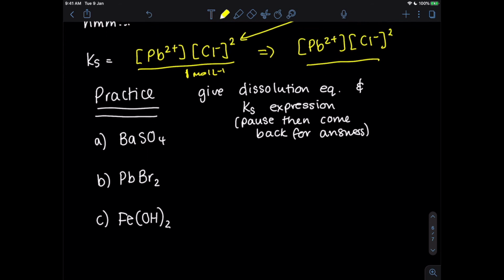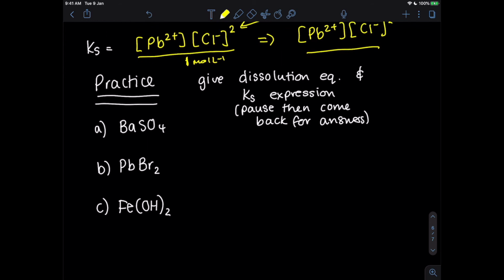So here are some practices for you to do. Give them a pause and then come back for answers. I'm going to give you 2 pauses. For the first one, I'm going to write the dissolution equation, so forming the ions, and for the second pause, I'm going to give you the Ks expression so that you can practice both of those things. So if you get the first one wrong, you won't get the second one wrong. So give it a pause, come back, and check for the equations.